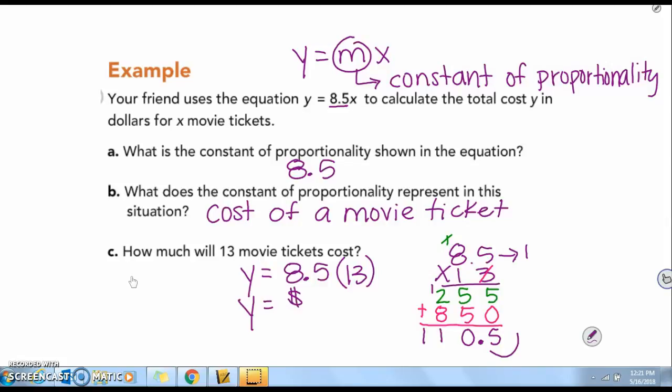Y equals $110.50. Since I'm working with money, I had to add a 0 to go in the hundredth place value. Y equals $110.50. That would be the cost of 13 movie tickets.